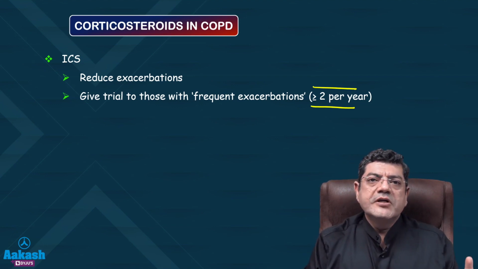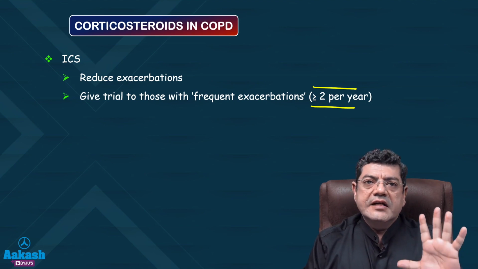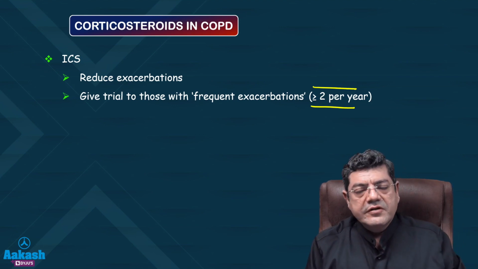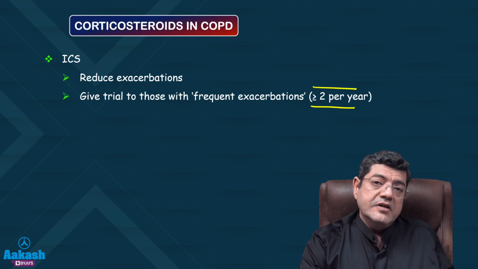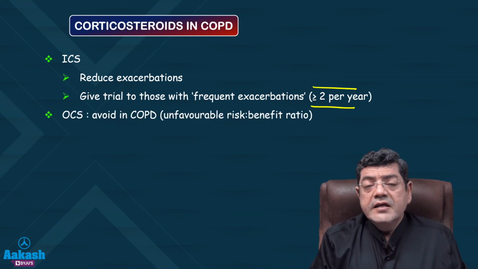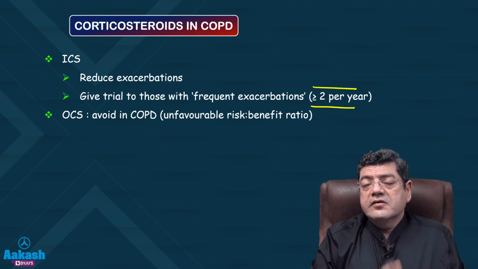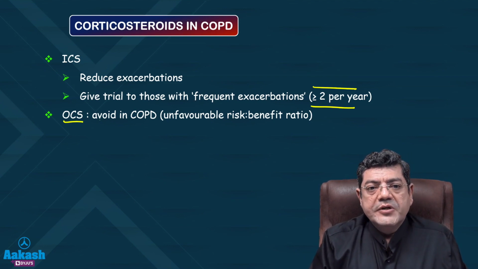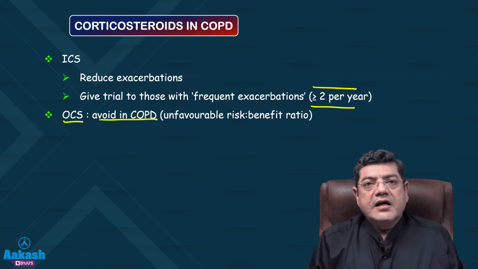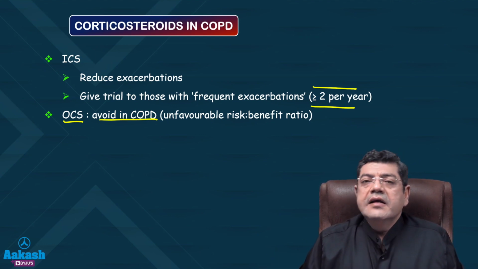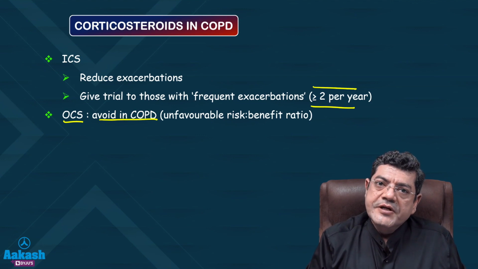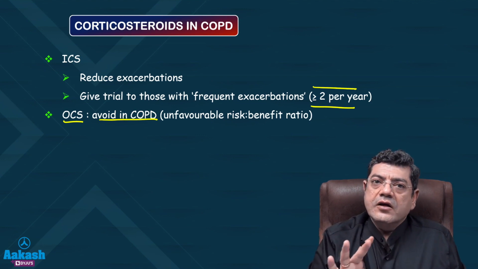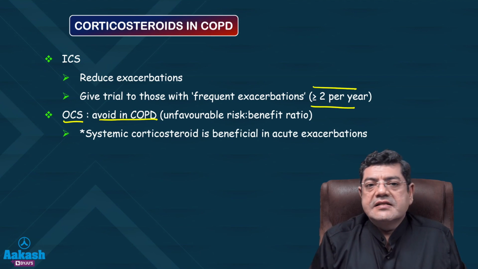If it's 2 or more per year, that is the definition that satisfies frequent exacerbation of COPD, right? So one in January, the other in December is frequent exacerbation, even if it did not require hospitalization. Even a single hospitalization is a poor risk marker for a COPD patient. I'll just come to that. Oral corticosteroids, on the other hand, should be avoided in COPD. They have an unfavorable risk-benefit profile. You do use them in the COPD patient, but only in hospitalized patients with an exacerbation.